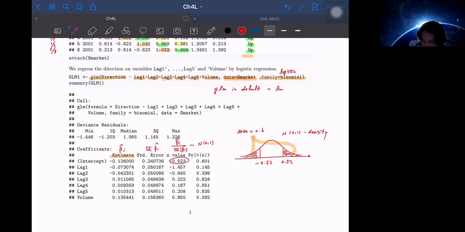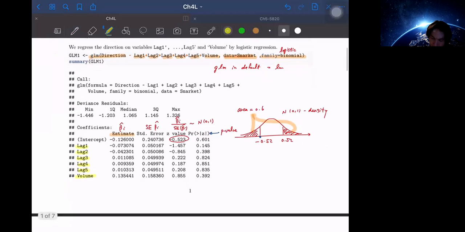So if this area is very small, then we can say that this value is significantly different from 0. So this is the p-value. Yeah, so we have the lag1, lag2, lag3, lag4, lag5, and volume. So we have 6 variables. And you can see Z values and P values.